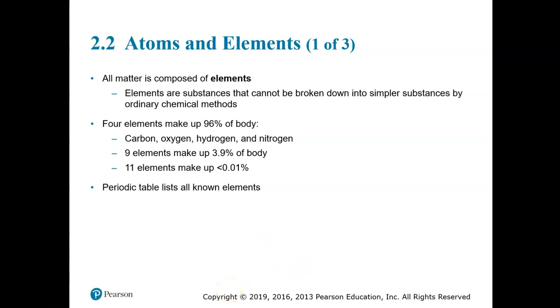You do need to know the 4 elements that make up 96% of the human body, and they are carbon. The symbol for carbon is a capital C. Oxygen, the symbol is a capital O. Hydrogen, capital H. Nitrogen, capital N. So they're pretty easy to remember. There are 9 elements that make up almost 4% of the body, and then 11 that make up less than 0.01.